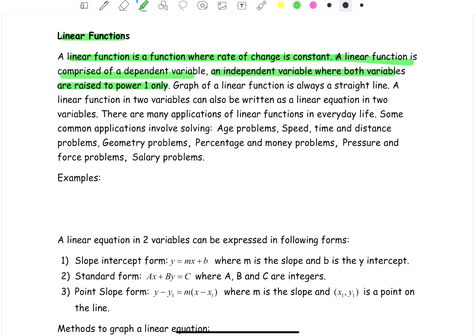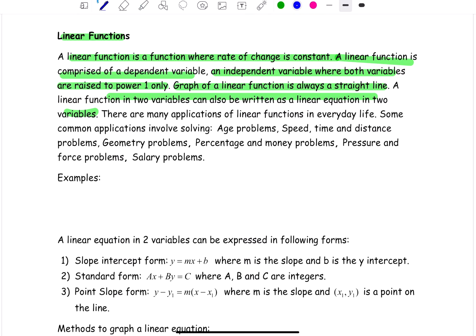A linear function is a function where the rate of change is constant. A linear function consists of an independent variable and a dependent variable, both raised to the power 1 only. The graph of a linear function is always a straight line. A linear function in two variables can also be written as a linear equation in two variables.